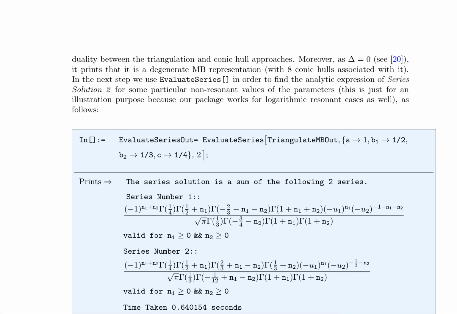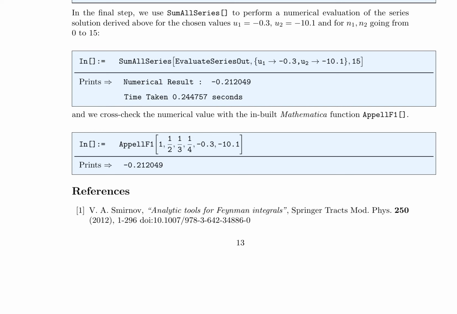The paper explores the duality between triangulation and conic hull approaches within a degenerate MB representation featuring 8 conic hulls. It showcases the use of evaluate series to derive an analytic expression for a series solution, valid for non-resonant parameter values. This is further validated through sum-all series for numerical evaluation. The accuracy is cross-checked with the Mathematica function Appell F1, ensuring precision. This methodology is particularly significant in solving Feynman integrals, a crucial aspect of quantum field theory.